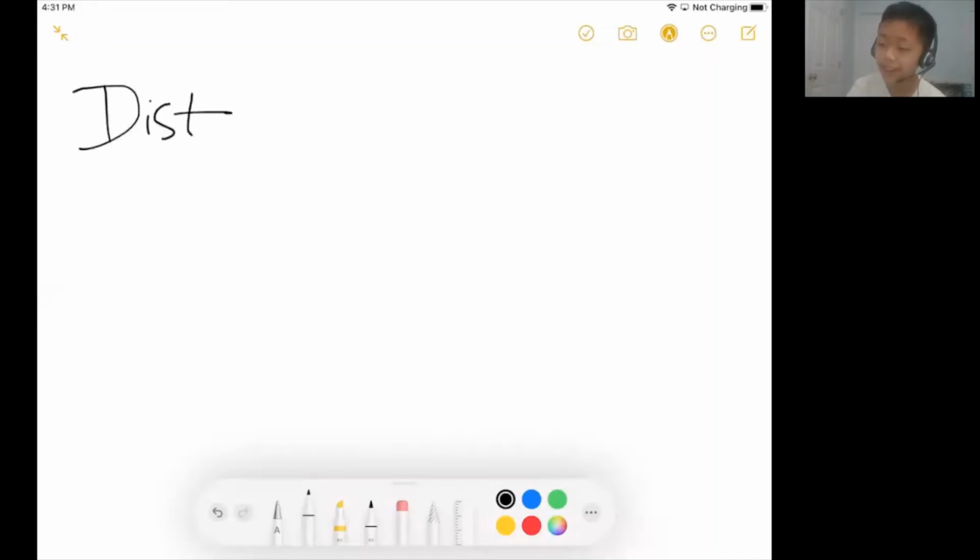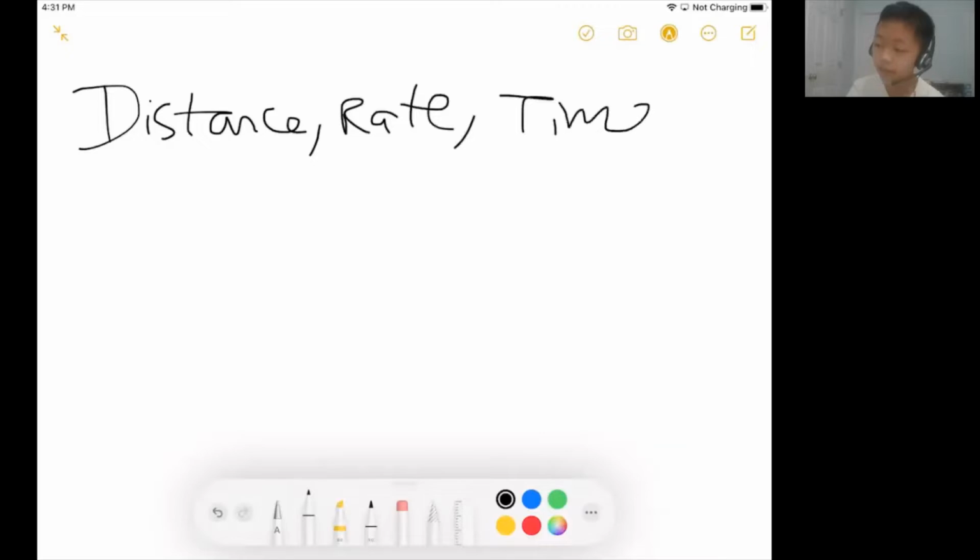Today we're going to be talking about distance, rate, and time. Distance, rate, time problems are very common in many different math competitions, and the AMC also definitely tests distance, rate, and time. These kinds of problems are actually not that hard, but they can be tricky if you're not familiar with how to do them.